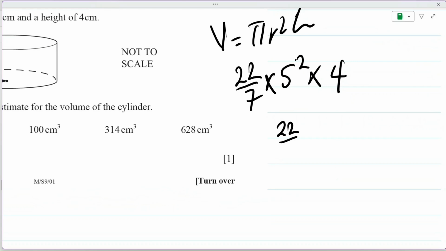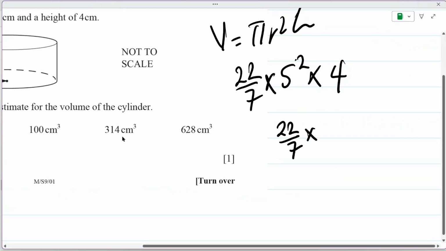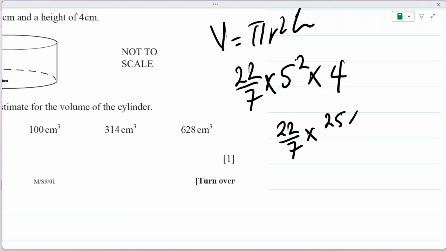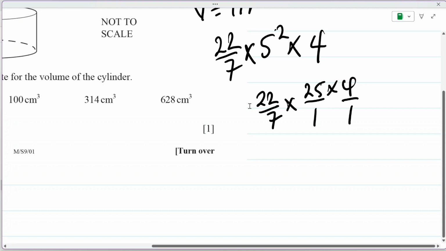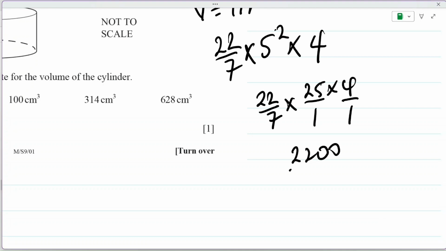We have 22 over 7 times, 5 squared is 5 times 5, that's 25, times 4. You have this over 1. 7 can't go into anything on the numerator, so we have to multiply all of this. I can see 25 times 4, that's 100. 100 times 22 will be 2200. Or you can choose to multiply these two first, then the result multiplied by 4 is still the same thing. But if you can pick 25 times 4 is 100, then multiply by 22, that's 2200 over 7.